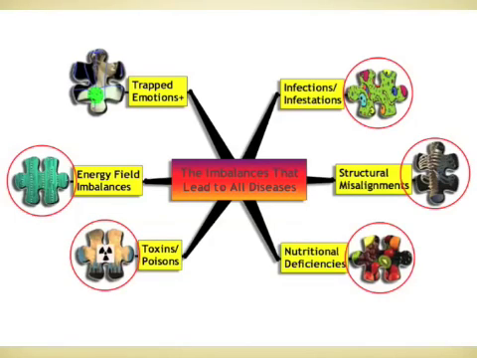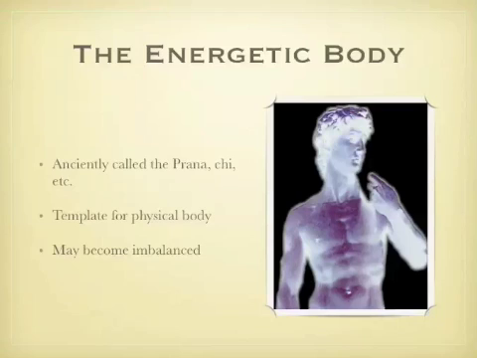Let's take a look at the next kind of imbalance, and that is what we call energy field imbalances. Basically, here's how this works. When you're born, you have this energetic body inside of you that anciently they called the prana or the chi and so on. I believe that this is a template for your physical body, that your physical body actually kind of fills into this template. And if you remember the picture of the leaf where they cut off the top half of the leaf and you could see the perfect outline of the upper part of the leaf, your body is like that as well. Now, this inside, hidden, invisible part of you can become imbalanced as well. And if it does, you've got to correct it.